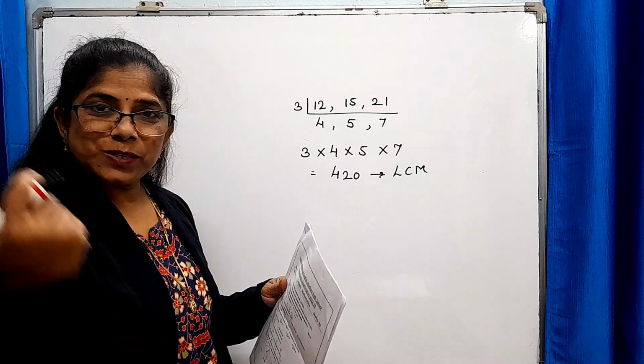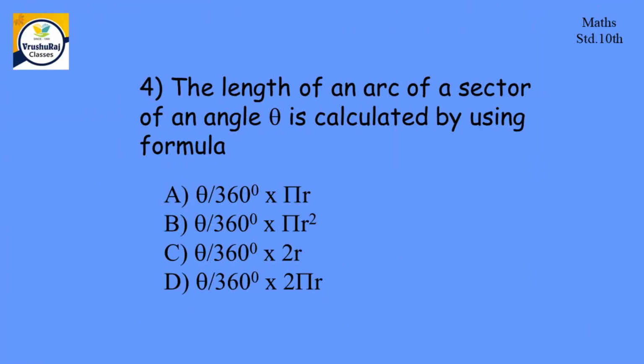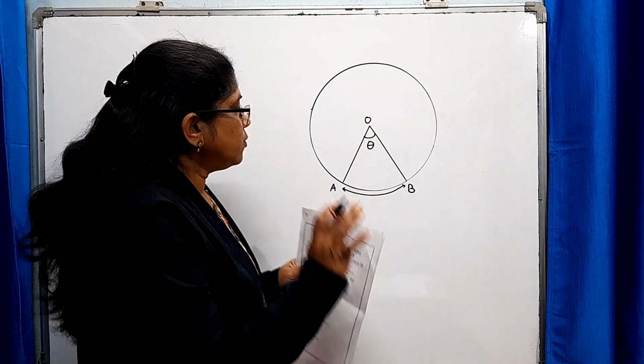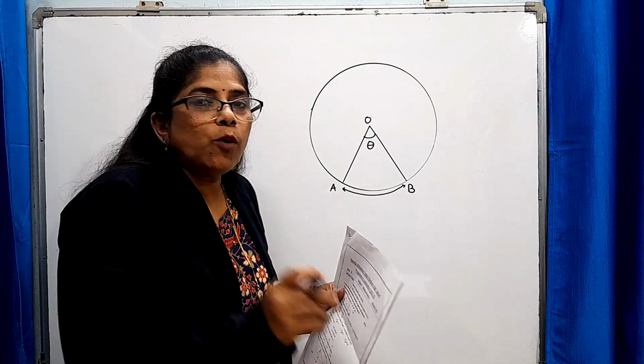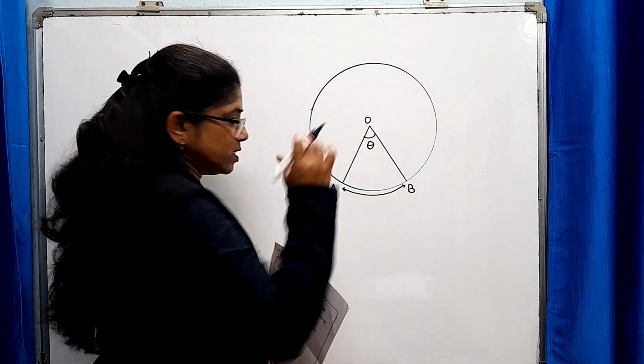Now, next question. Here, the length of an arc of a sector of angle theta is calculated by using the formula. Now, here you can see the 4 options. You have to select the right formula to find the length of the arc whose angle of sector is theta. Now, here we have to find the correct formula to find the length of this arc.